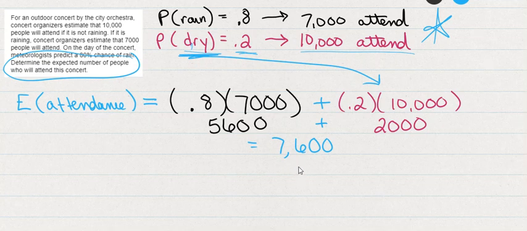Now, does that mean that 7,600 people are going to attend? No, it doesn't, because if it rains, we're probably going to have fewer. If it doesn't rain, we're probably going to have more. But what we're going to plan for this event is 7,600 people. That's what this expectation does for us.